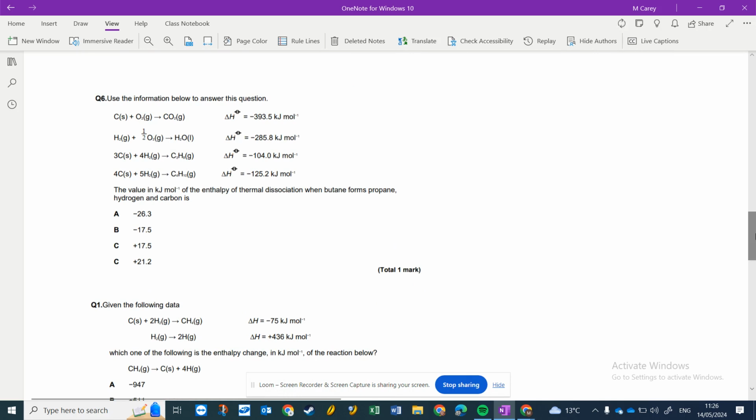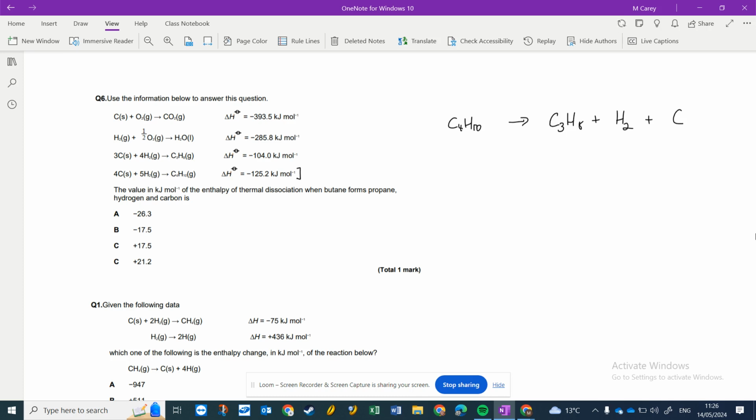Okay, so this one here, thermal dissociation when butane forms propane, hydrogen, and carbon. So equation first, C4H10 gives you C3H8 plus H2 plus C, and does that need any balancing? No, that's it. Okay, so one mole ratio for everything. Okay, in this instance, we're going to try and combine this. So first thing to note is we're definitely going to have to reverse that.